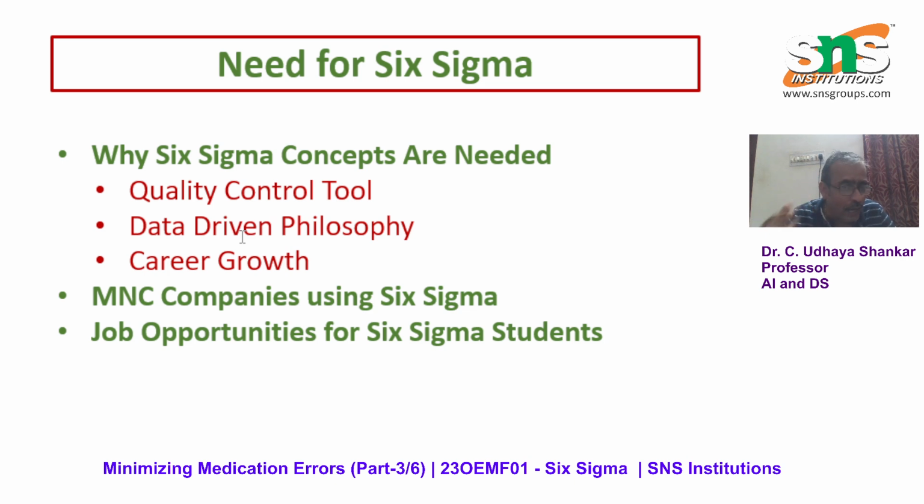And finally the black belt. They are the full-time change agents. They lead complex cross-functional projects and mentor the green belts. And finally the master black belt, in short called the MBB, the highest level. They act as strategic consultants, train the black belts, and manage the organization's Six Sigma portfolio.